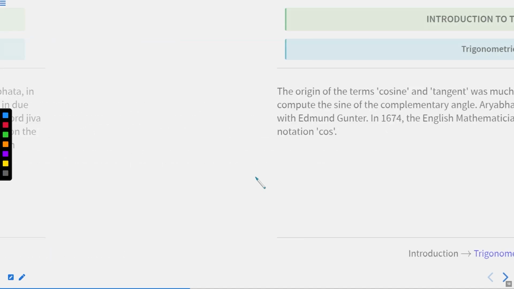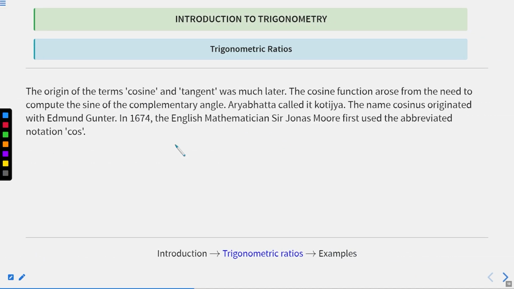The origin of the terms cosine and tangent was much later. The cosine function arose from the need to compute the sine of the complementary angle. So for finding the sine of the complementary angle, we needed the cosine function. Aryabhatta called it kotijya. The name cosinus originated with Edmund Gunter in 1674. The English mathematician Sir Jonas Moore first used the abbreviated notation cos.